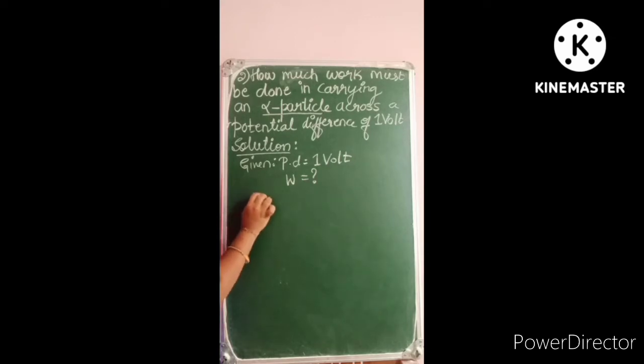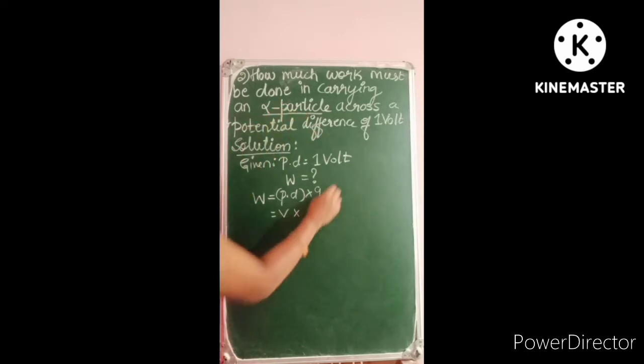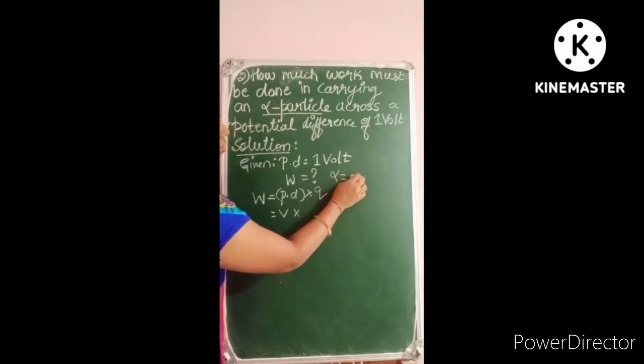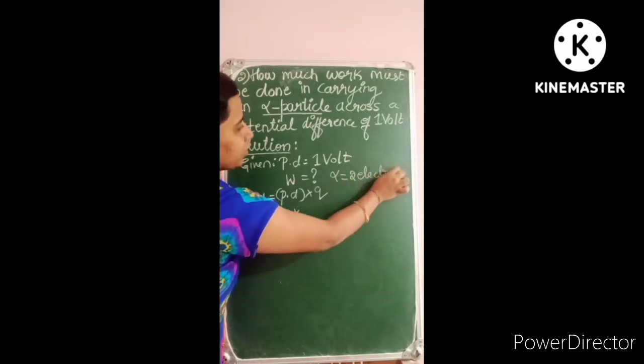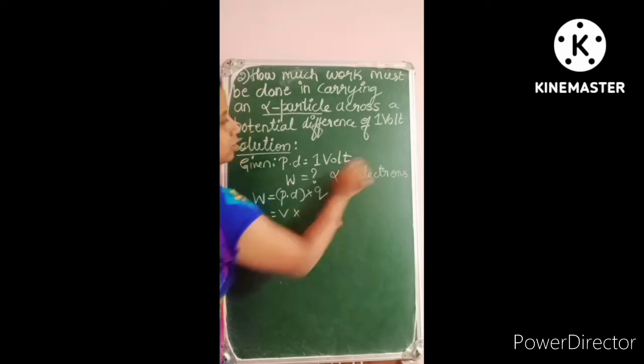We know the relation W is equal to potential difference into Q, right? So W is nothing but the value of V into Q. But Q, we don't know Q. How can we find out Q? Here you are given an alpha particle, which means the alpha particle has 2 electrons. The number of electrons in the alpha particle is 2.